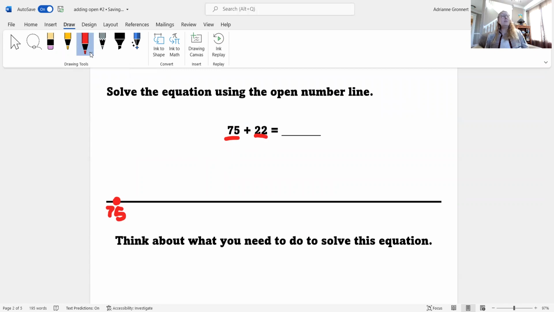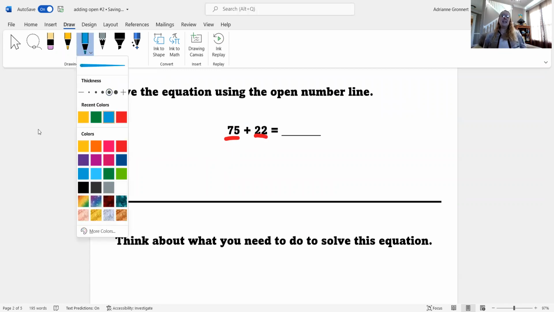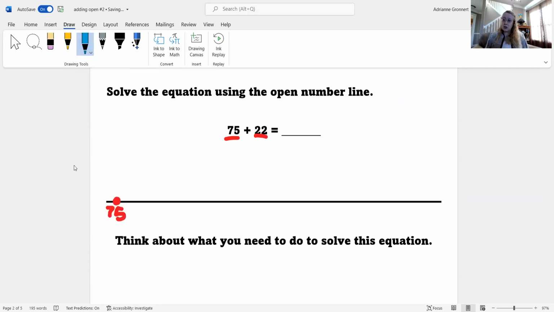Now I have to think to myself, how many tens are in the number 22? Well, there are 2 tens. So I need to make 2 jumps of 10 on my number line. 1, 2. I'm going to mark those with the number 10 so I remember. Okay, what do I need to do next?